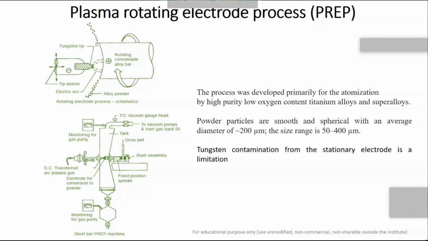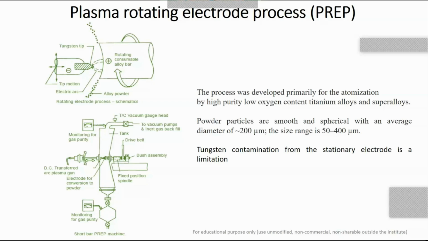This plasma or arc causes the melting of the consumable electrode, because your tungsten will not be consumed. It has a high melting point, so it will not be consumed easily. But with the course of time, with longer duration, it will also start to degrade or erode from the tungsten tip, and then it will also cause contamination of the powder particles produced through this process.